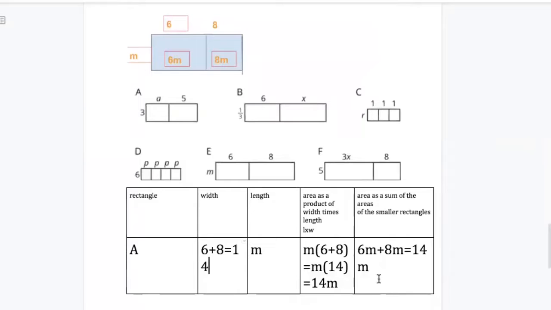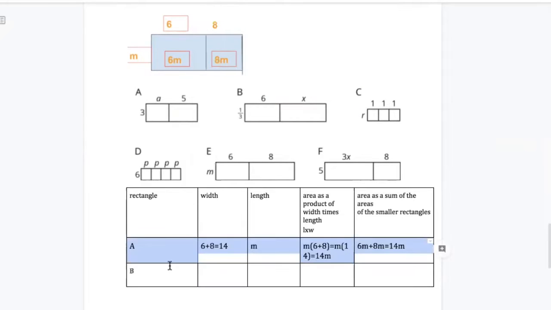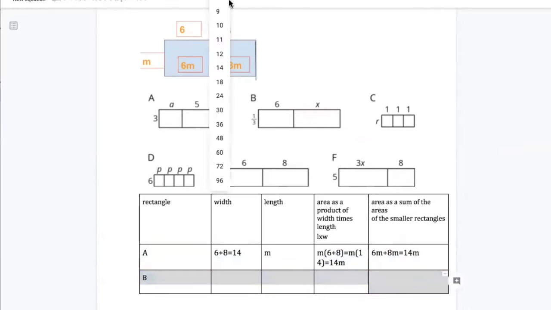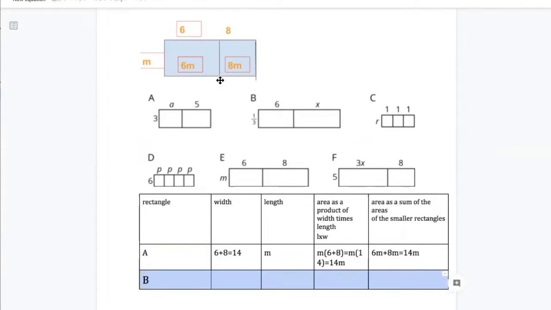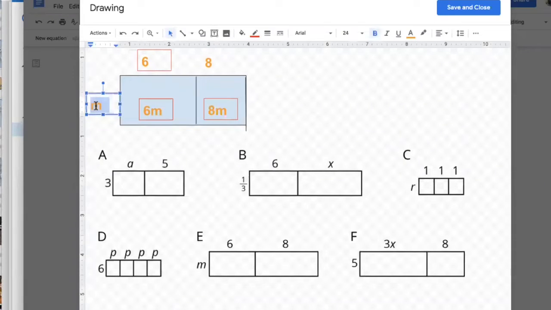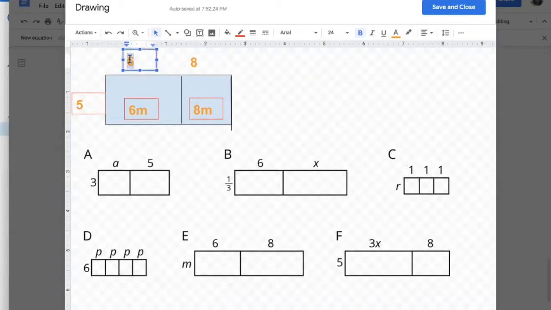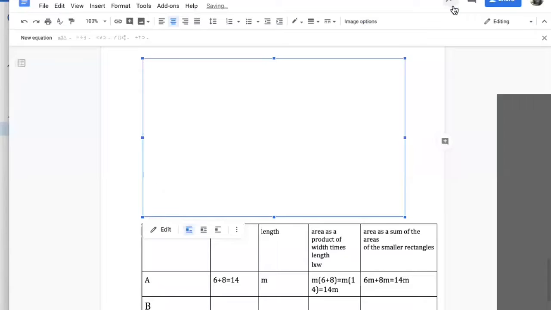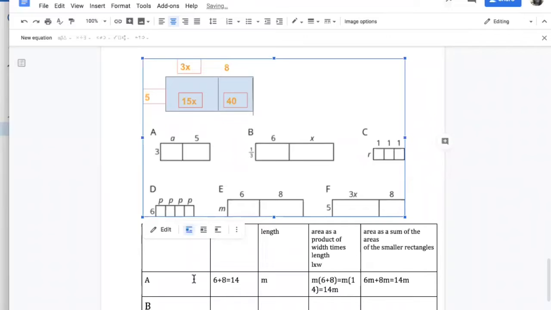Okay, so I'm going to decrease the size so we can go to the next one. We have B. So B is our final one, so sad. And we have 5 times 3x plus 8. And here's our 3x, our 8. I know 5 times 3 is 15x, and I know 8 times 5 is 40. So we are done. And we're going to put that together.